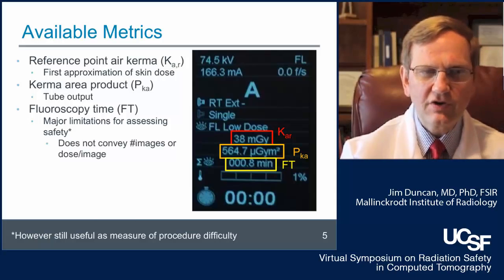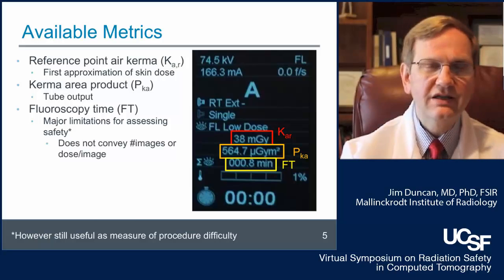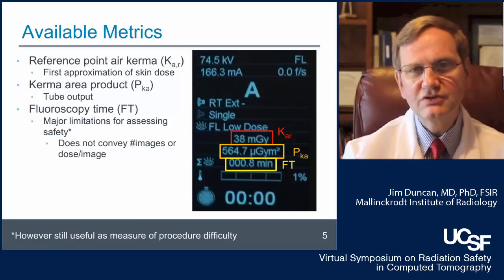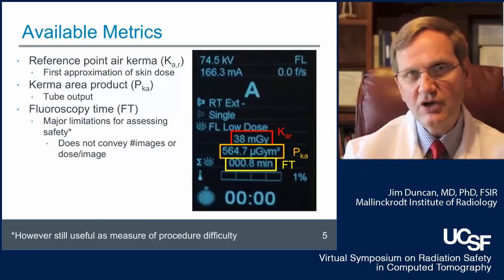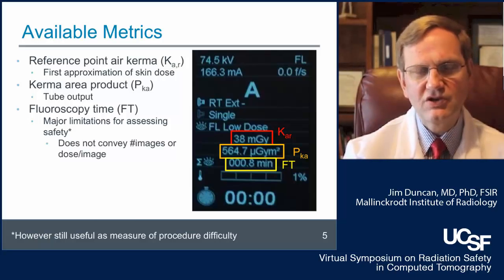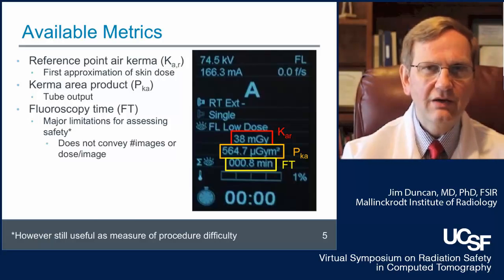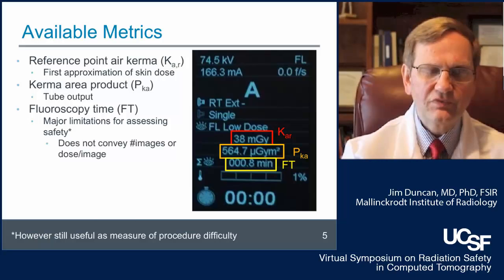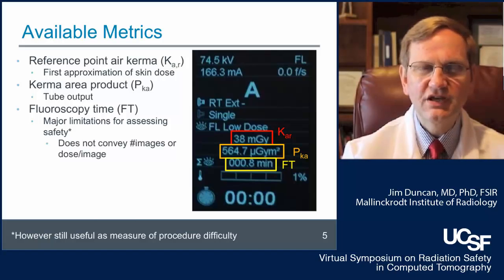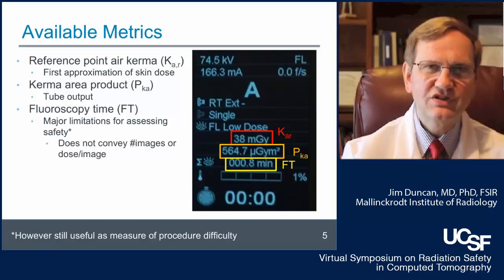Kerma area product at 564.7 microgray meters squared is a measure of tube output, and it's what we would use if we wanted to calculate doses such as we might want to calculate a future cancer risk in a particular patient. Fluoroscopy time at 0.8 minutes clearly has limitations for assessing safety. It doesn't integrate how many images were recorded during that 0.8 minutes, nor the dose per image. So it has limitations as a measure of radiation use, but we found it actually quite useful to assess procedure difficulty.